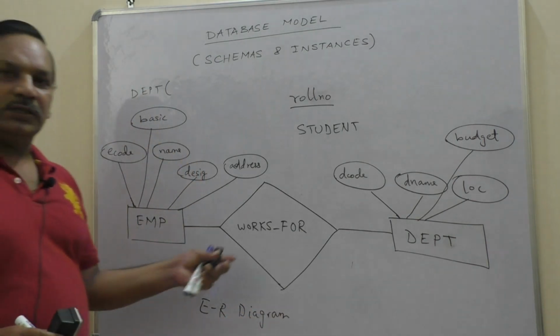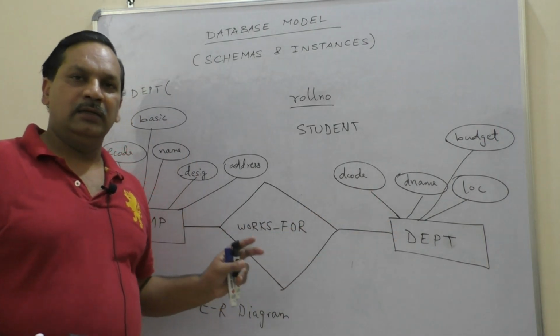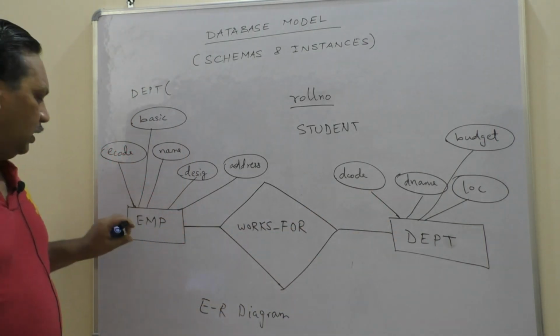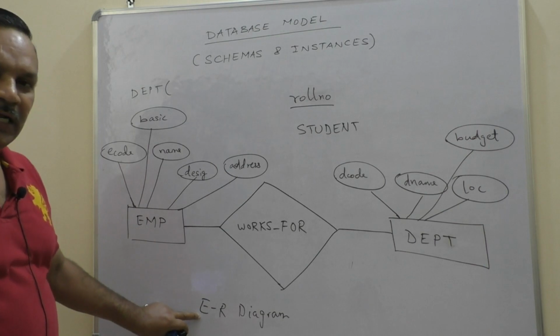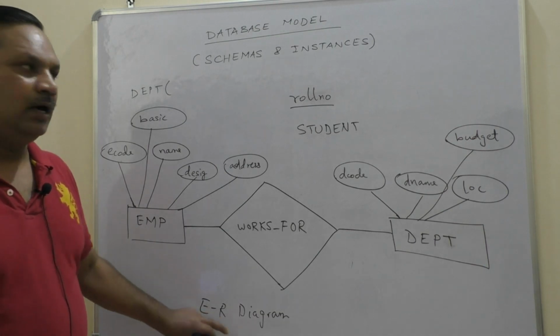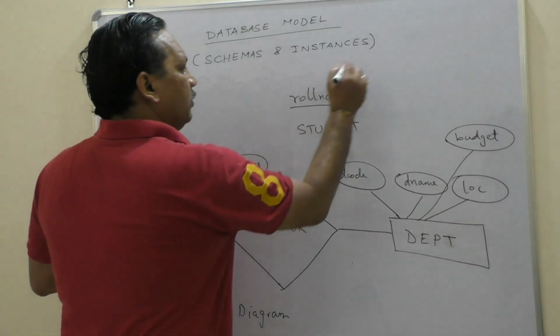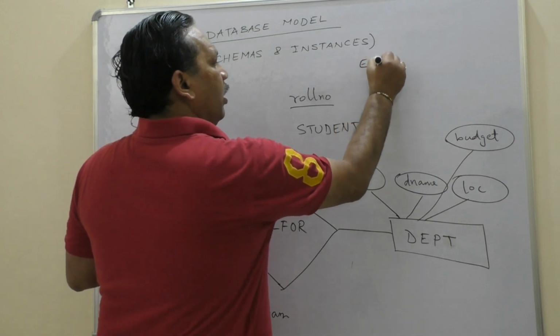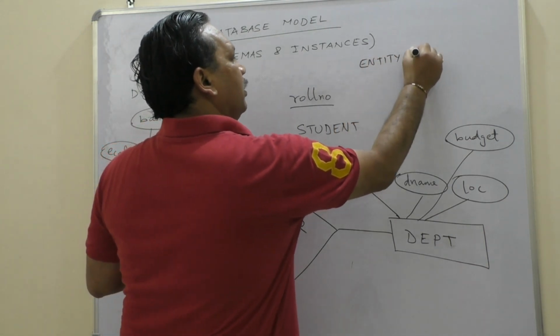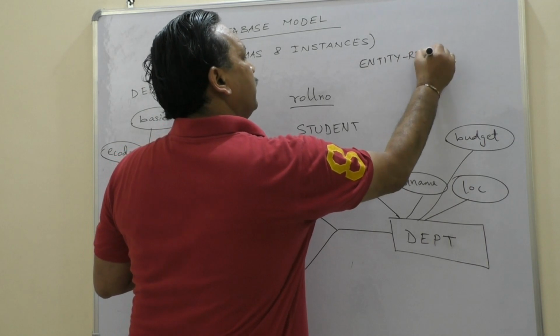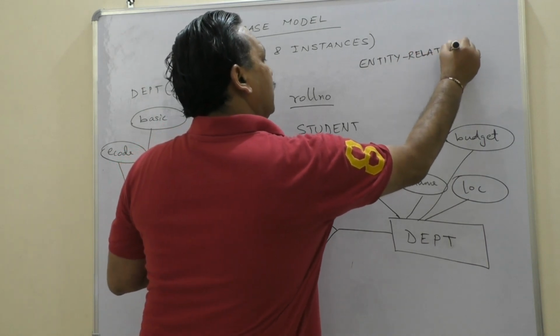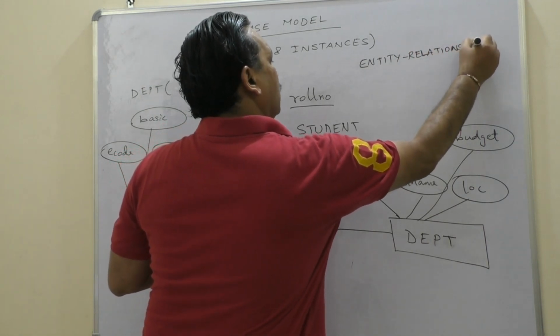Clear? So this is how data modeling has been done. This figure is called an ER diagram. E stands for entity, R stands for relationship. I repeat, ER diagram means entity relationship diagram. Now it is very clear in the figure what is an entity and what is a relationship.